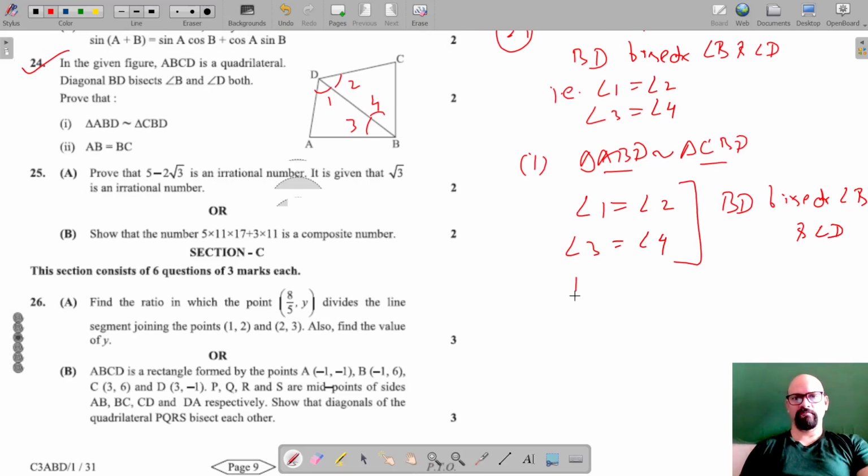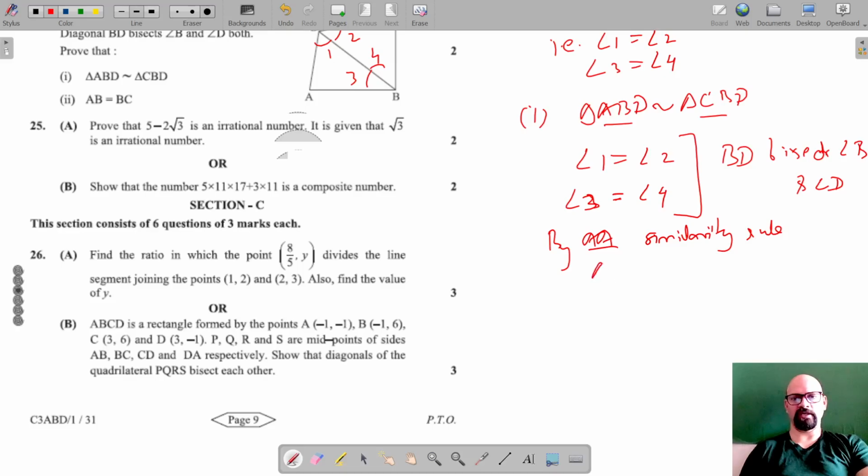Now, we have to prove that these are similar. So we can say that by the AA rule, if two of the corresponding angles of the triangles are equal, then the triangles are similar. So by AA, if two corresponding angles are equal, then obviously the third corresponding angles are also equal. So by the AA similarity rule, we can say that triangle ABD is similar to triangle CBD.